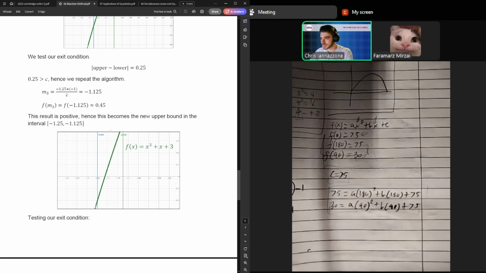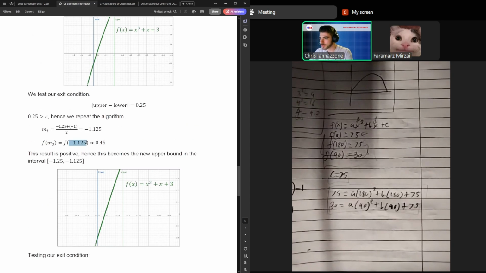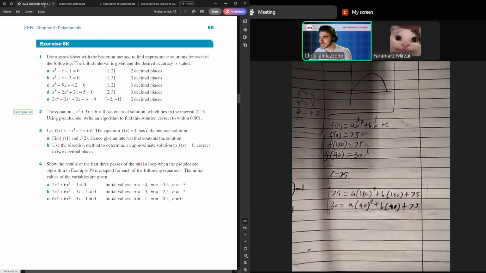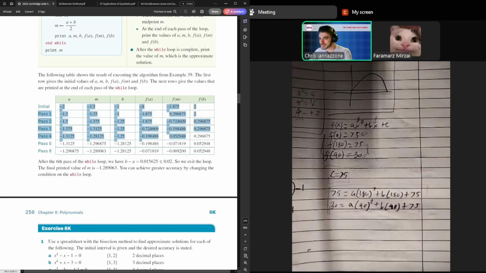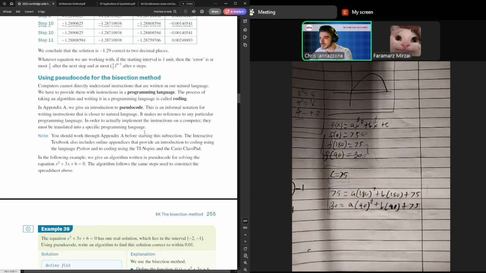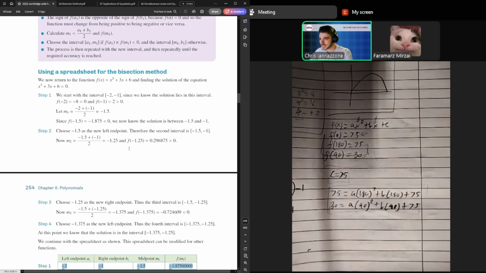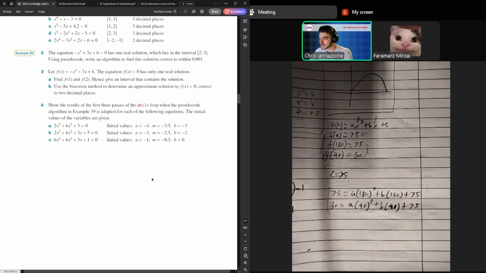Yeah, like imagine trying to sub in negative 1.125 as your x into this cubic. Not fun. So definitely all this is CAS. You can see they've got these big tables. They're not showing you their working. It's just CAS. Yeah, that's about it then.